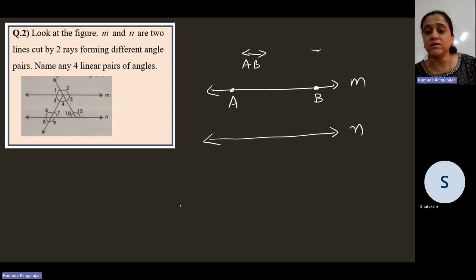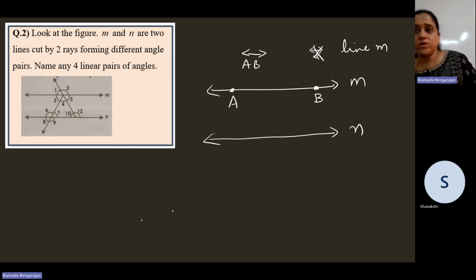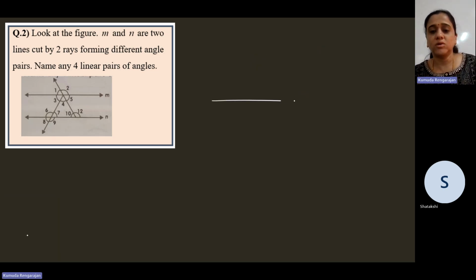If it is line A, you cannot write it like this. Here in this case, line M. If you want to use a single letter, small letter. Two letters, capital letters. So line M, line N.